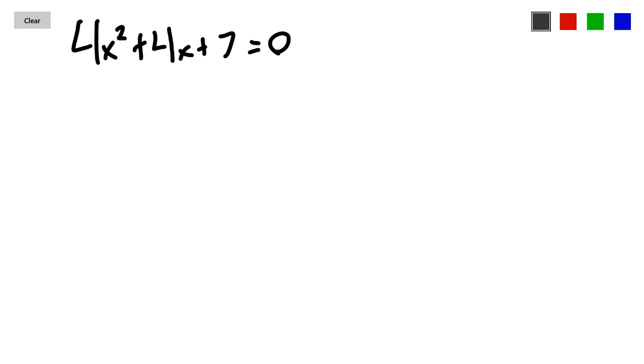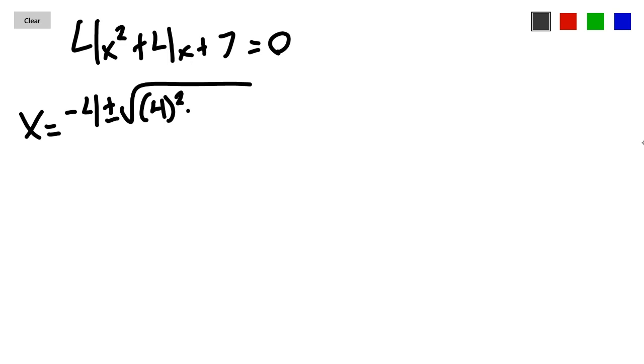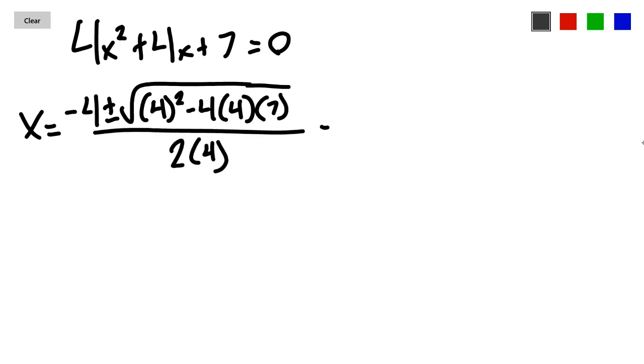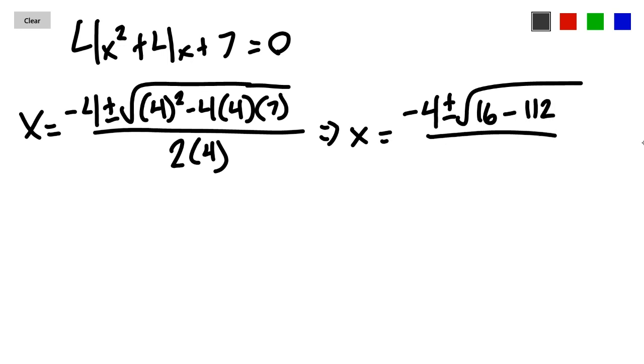So I'm going to say that x is equal to negative 4 plus or minus the square root of 4 squared minus 4 times ac. And a here is 4 and c here is 7. And this is over 2 times 4. So simplifying a bit, I have x is equal to negative 4 plus or minus the square root of 16 minus 112 divided by 8. And then x is equal to negative 4 plus or minus the square root of negative 96 over 8.